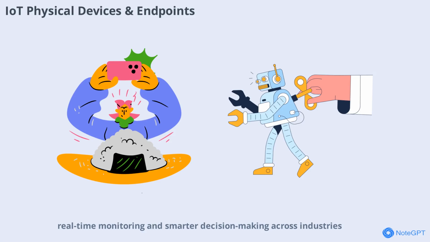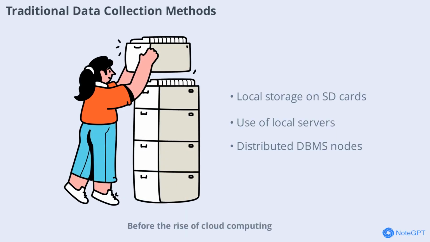Seamless communication between the physical and digital worlds is what makes IoT so powerful, enabling automation, real-time monitoring, and smarter decision-making across industries. Before the rise of cloud computing, data from IoT devices was typically stored locally. This could mean saving data on removable media like micro-SD cards or on local servers dedicated to device nodes. Sometimes, data was managed by a coordinating node within a distributed database management system, DBMS, or even sent to remote nodes in a distributed DBMS. As the need for scalability grew, organizations began saving data on enterprise servers or data centers via the internet, paving the way for more centralized and accessible storage solutions.